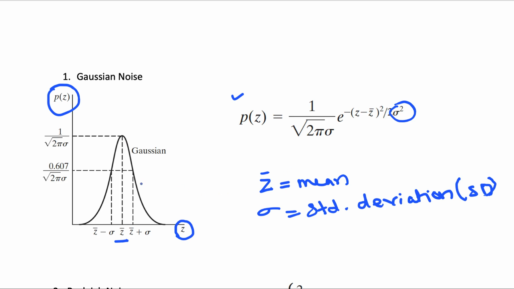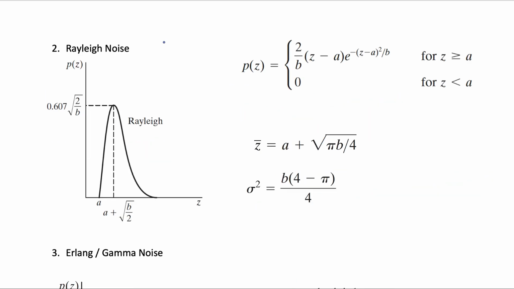Okay, so whenever we have a noise signal or a noise model like this, and if we can determine its exact function or the probability density function, then that will help us for the image restoration process. Okay, Rayleigh noise has got the probability density function of this form.